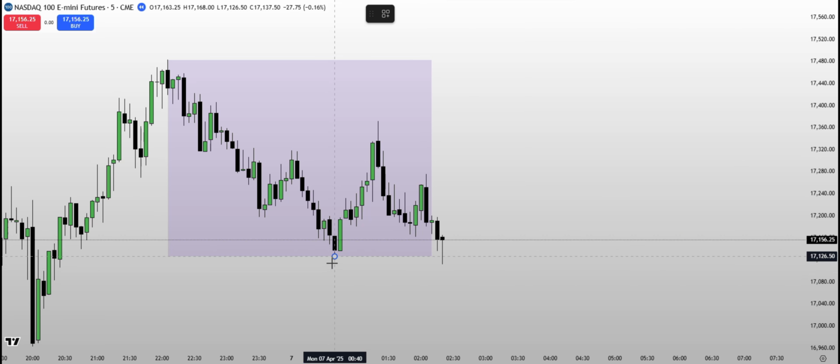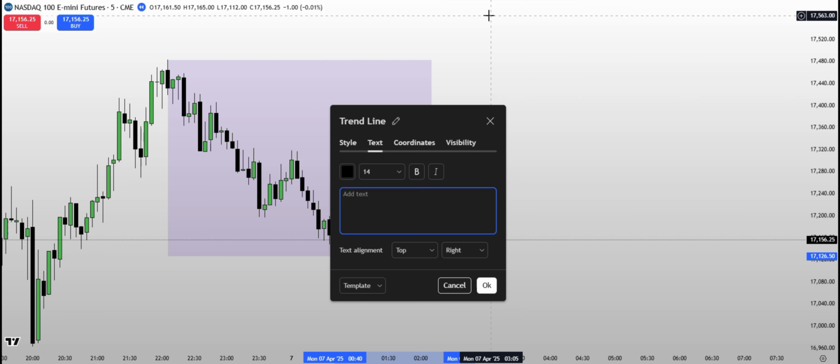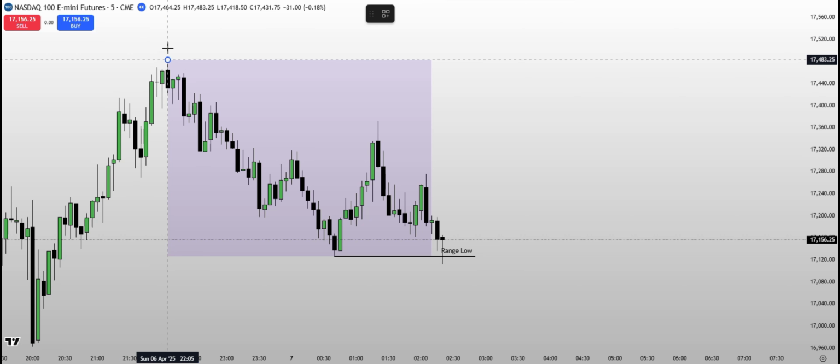What happens? We have the range low taken right here. Range low. Let's mark out the range high right here.